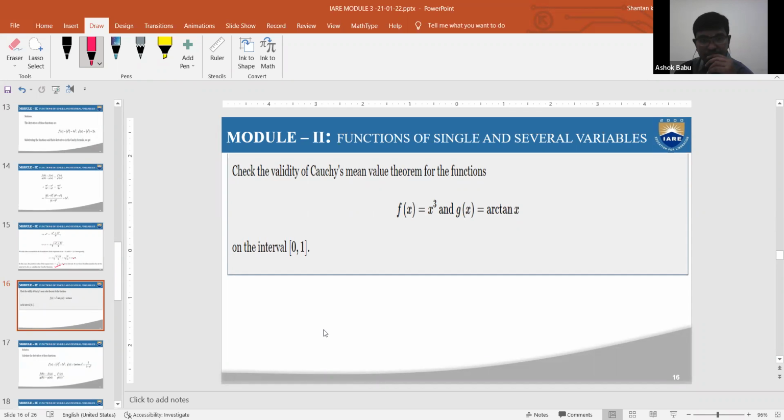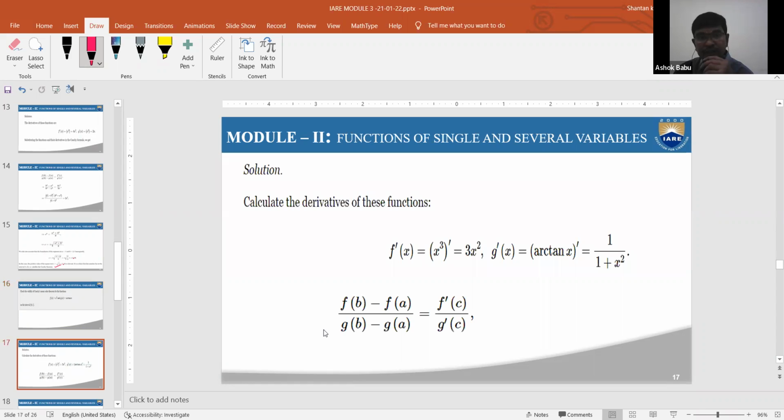See, f of x and g of x: one is a polynomial, the second one is trigonometric, and both are applicable. It is a continuous function as well as a differentiable function in the closed interval a comma b, that is 0 comma 1 only. Here f of x is equal to x cube, so f dash of x equals x square. g of x is equal to arctan.